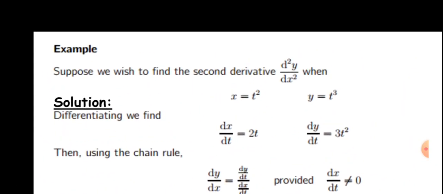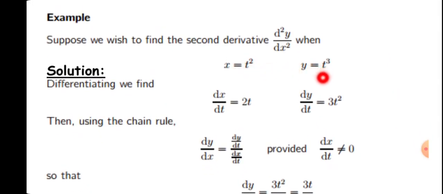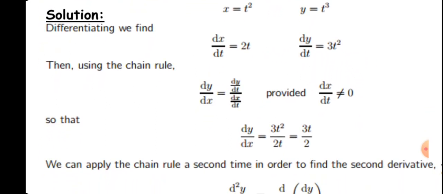Another example. Suppose that we have x equals t squared and y equals t cubed, and we wanted to find the d2y dx squared, which is y double prime. First of all, find the dx dt. Because x is a function of t, you can find the dx dt. The derivative of t squared is 2t. Now find dy dt, because y is a function of t, so dy dt equals 3t squared. Now find the dy dx. dy dx equals dy dt over dx dt, so you have to divide 3t squared over 2t. So our final answer is 3t over 2.